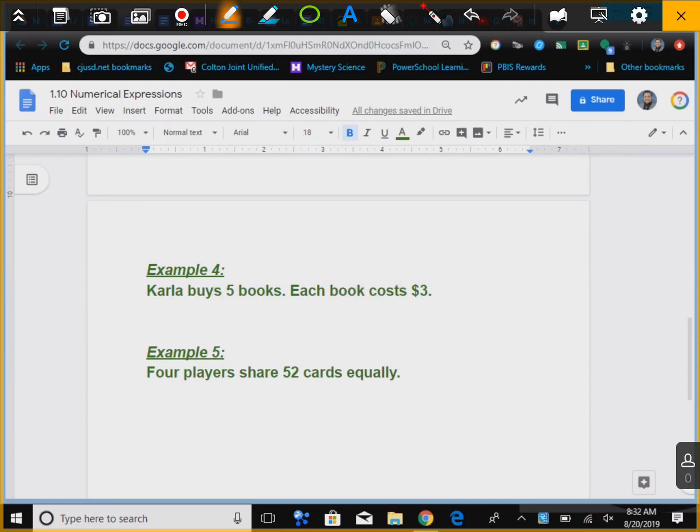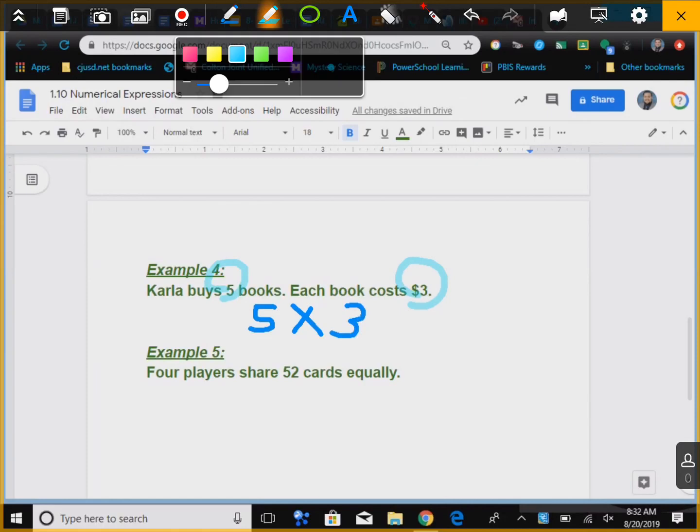It says Carla buys 5 books. So 5 is one of the numbers. Each book costs $3. So you have 5 and 3. You know that each of the 5 books is going to be $3, so you need to multiply 5 and 3. They say that each book costs, and that should be the clue that each one is going to be $3, so you need to multiply the 5 books times 3. Sometimes they don't give you a lot of clues, so you have to really read it carefully.